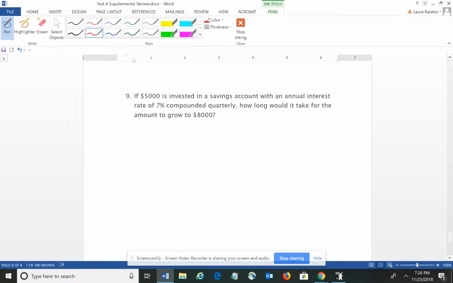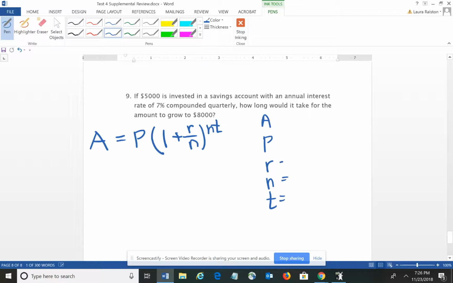It says if $5,000 is invested in a savings account with an annual interest rate of 7% compounded quarterly, how long will it take for the amount to grow to $8,000? So here again, this is an interest problem. It doesn't talk about making payments, so it's straight interest. So we're using our interest formula. But this time, I believe we're going to be looking for T because it asks us how long. Okay, but let's see what we've got.